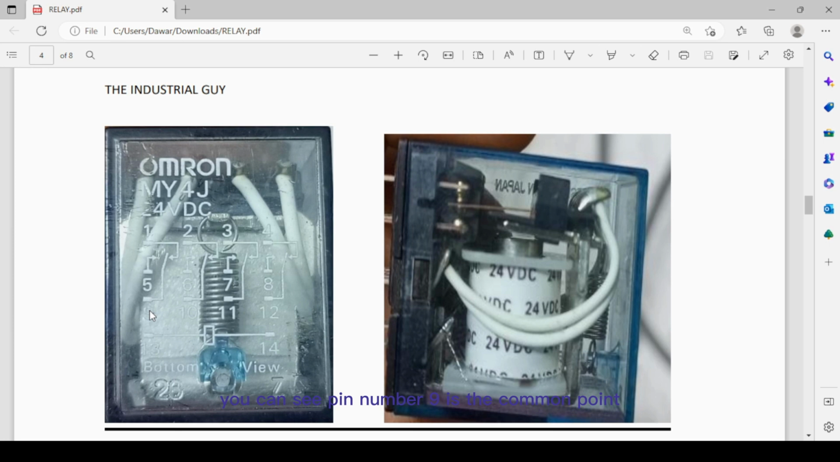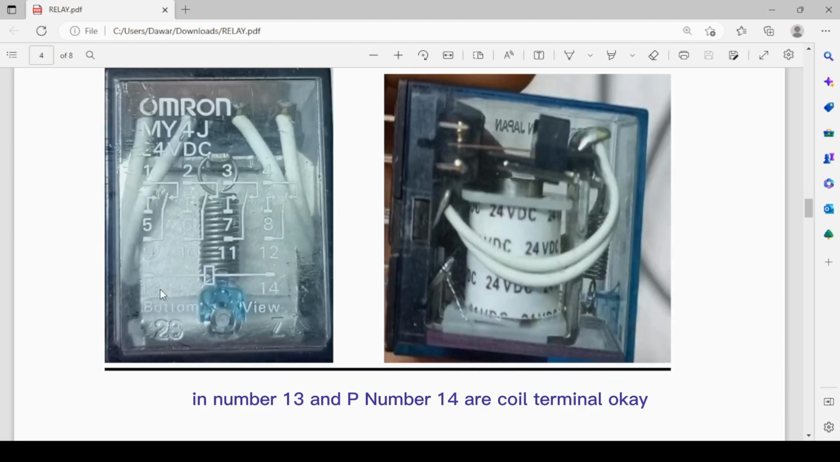You can see pin number 9 is a common point. Pin number 1 is the normally close contact. Pin number 5 is the normally open contact. When the coil gets energized, this contact will be shifted to this. This is the way we read it. The same logic applies for all the 4 sets. Pin number 13 and pin number 14 are the coil terminals.